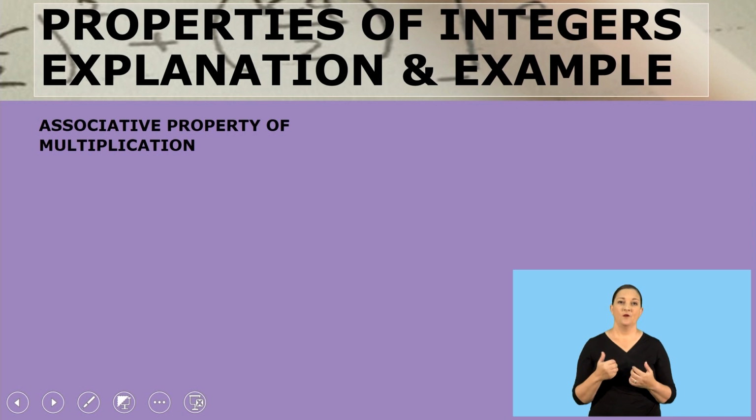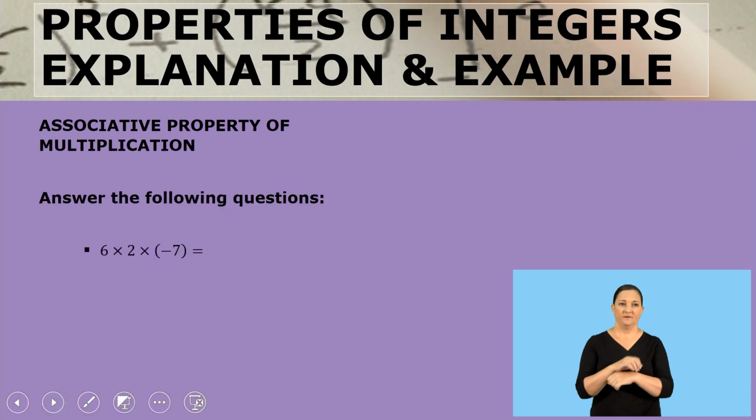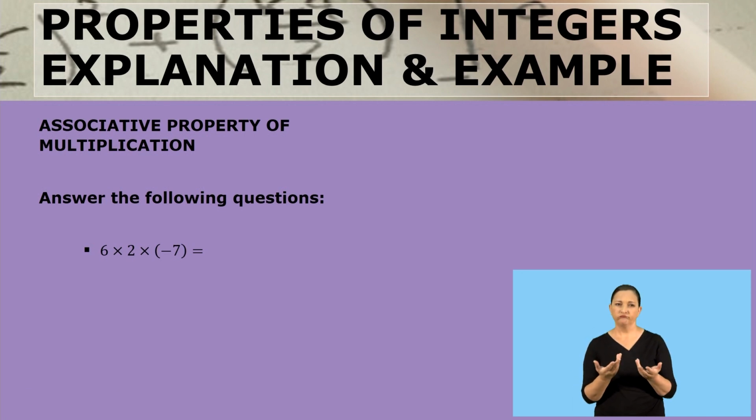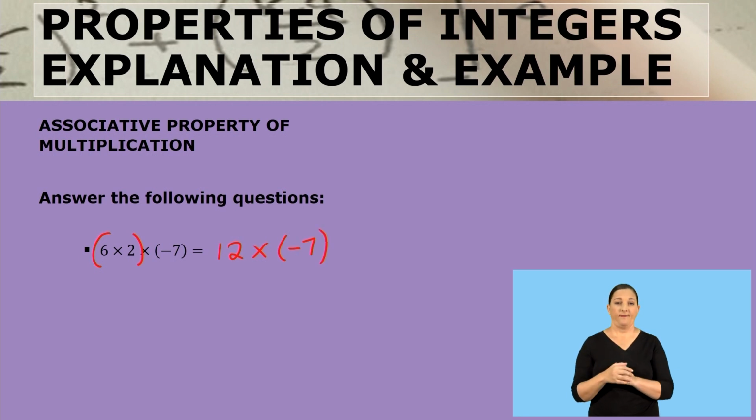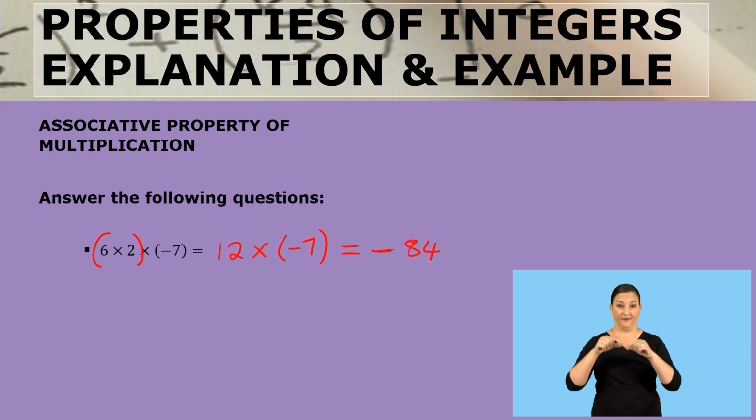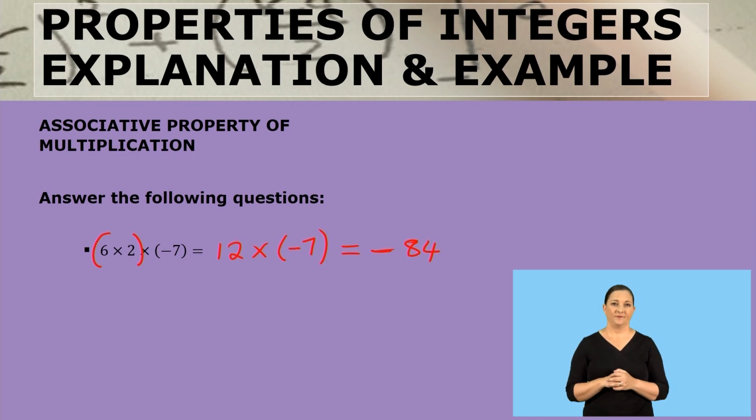What about the associative property of multiplication? Remember, we can choose numbers to associate with. So if I am going to associate perhaps the 6 with the 2, that is going to be 6 multiplied by 2 is 12. And we still have the negative 7 to multiply with. And if I multiply now a positive number with a negative number, my answer is going to be negative. And when I say 12 multiplied by 7, that answer is going to be 84. So 6 multiplied by 2 multiplied by a negative 7, our answer is a negative 84.